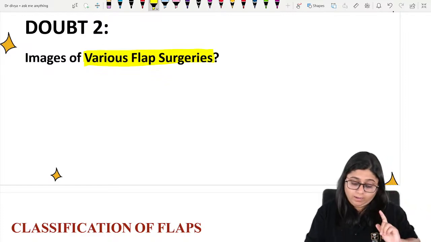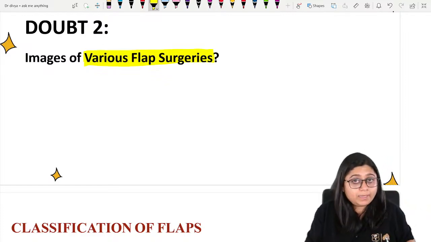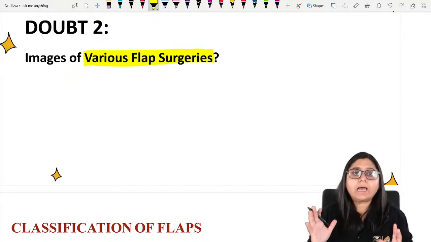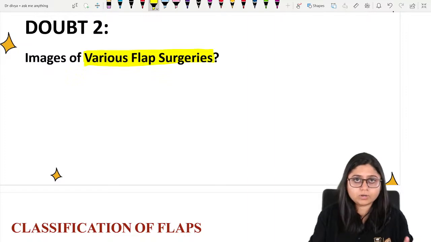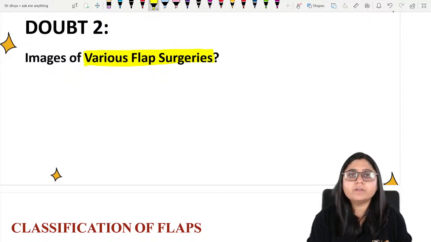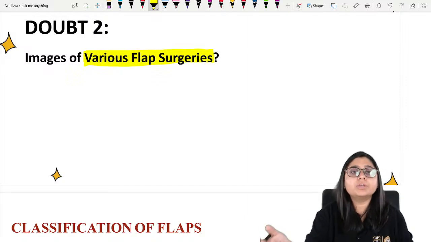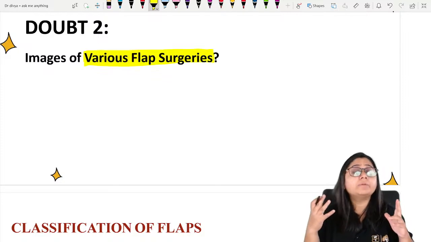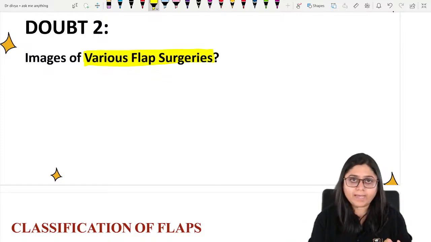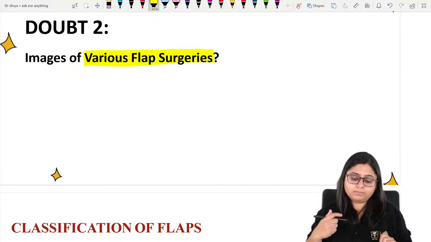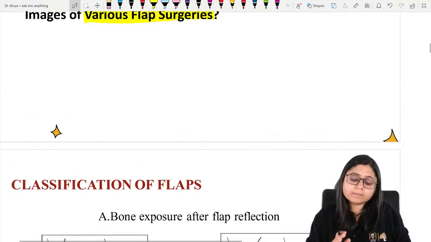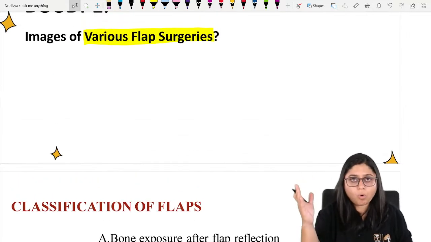Okay, now I will be showing you the images and I'll try my level best to explain it to you, because flap surgeries are such a thing that you have never seen in your graduation. In our undergraduation, only a few students will be going and watching perio surgeries when the PGs are doing it, right? So we are not that clear about what is happening in flap surgeries. Thus, I'll explain it to you, and this is a bit difficult to visualize for you all.